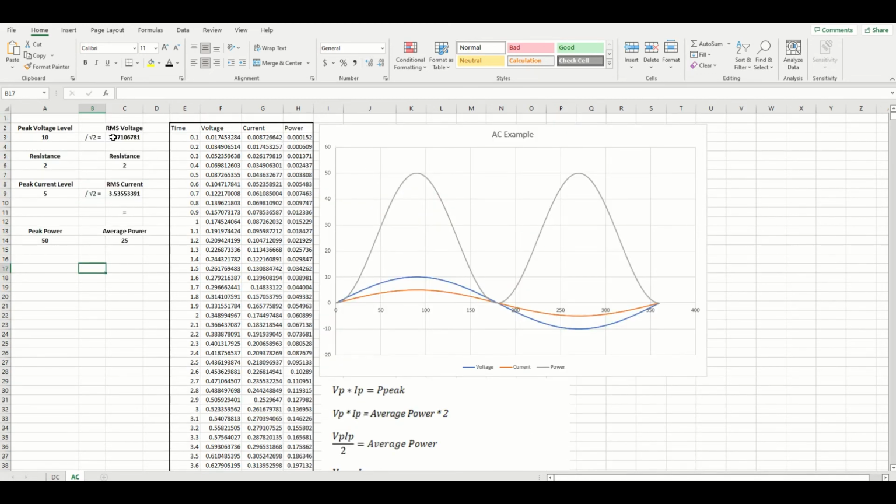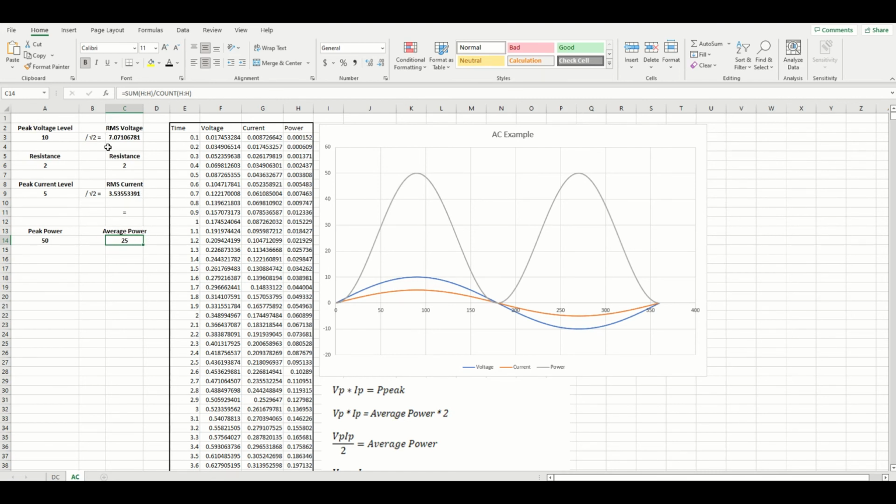So right here we can see up here, I made Excel do some nice little math. We got 10 volts peak over a 2 ohm resistance will create 5 amps peak, and it'll create a peak power of 50 watts, which is pointless to us. We want to know average power. It's the average power dissipated by a heater or resistor. And that is actually half.